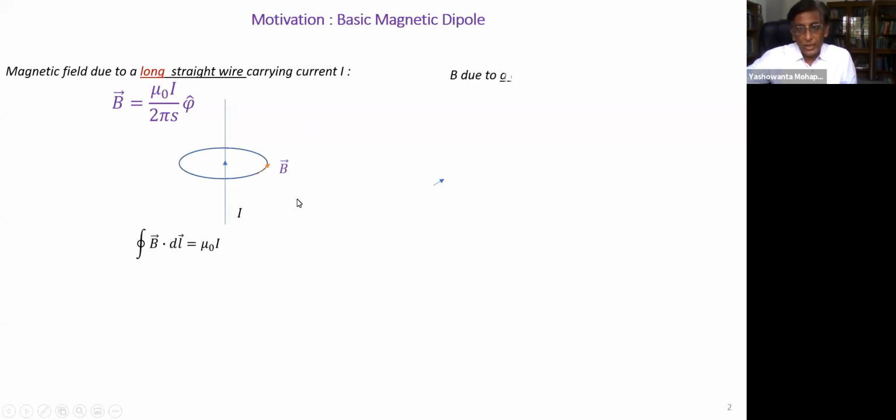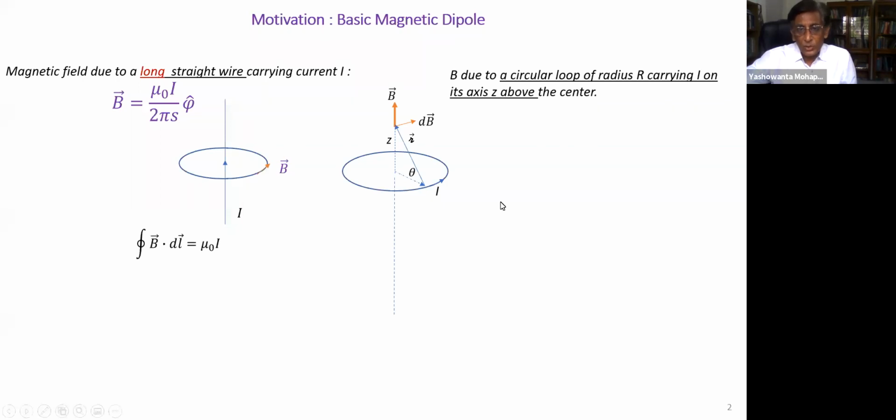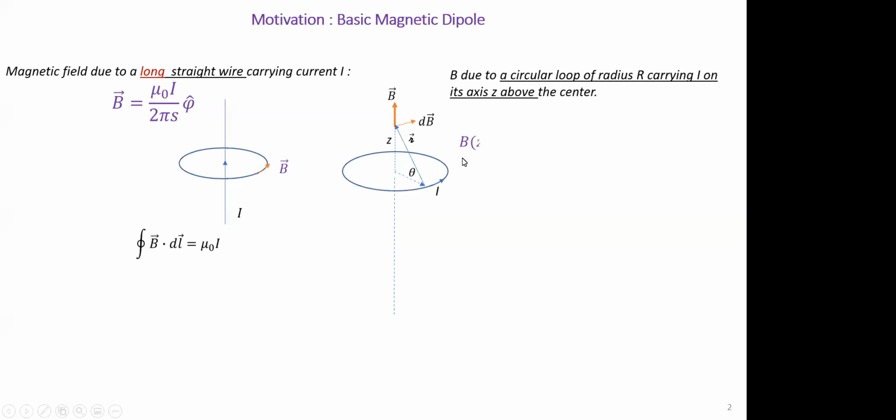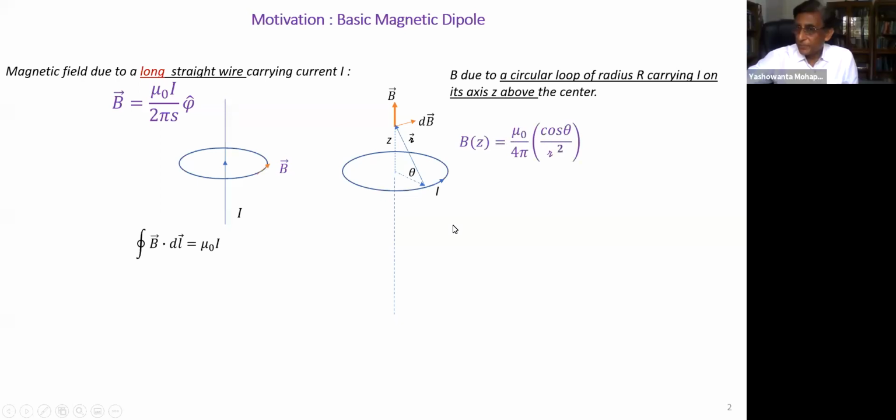I'm just contrasting it with B due to a circular loop of radius r carrying a current I on its axis. So let's reverse the situation. That was a current, and we were looking at the magnetic field, which was in the phi direction. Suppose I have a circular current loop, and then I can look at the field on the axis. This we already know: the z axis above the center, you know how to calculate this from dB. I will not go into that.